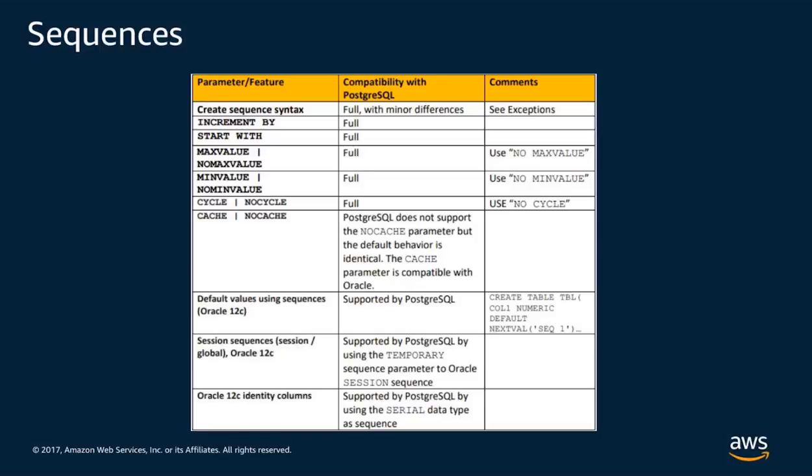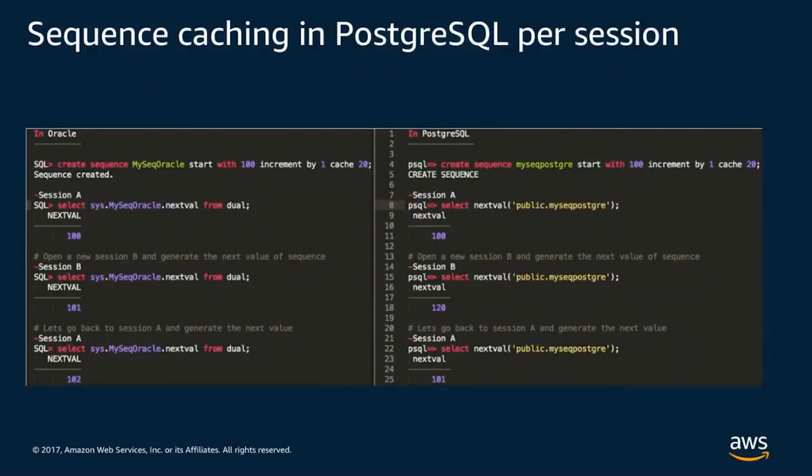Now, let's look at an interesting example that I learned from one of my colleagues who was trying to work on a Postgres migration from Oracle. If you look on the left, this is a couple of sessions in Oracle, and on the right is a couple of sessions in Postgres. If you see the way the sequences are being created, it is starting with 100, incrementing by 1, and a set cache size in both Oracle and Postgres.